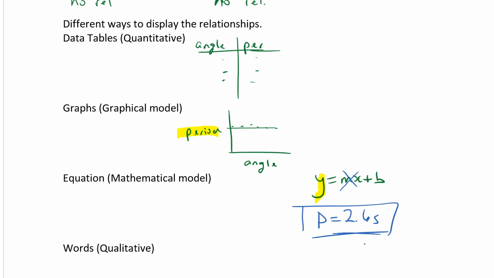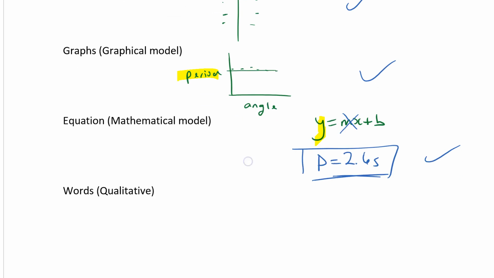So far, we've described all these three things in different ways. There's the mathematical way, and the last one, qualitative, which just means words. There's quantitative, which means numbers, and qualitative is words. We could say there's no relationship between period and angle. In other words, if you change the angle, the period still stays the same.